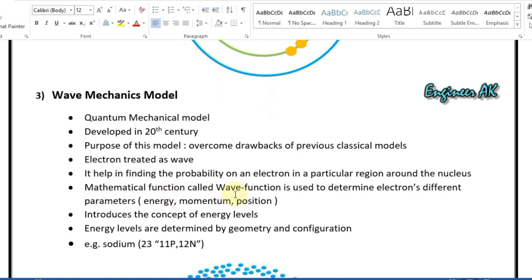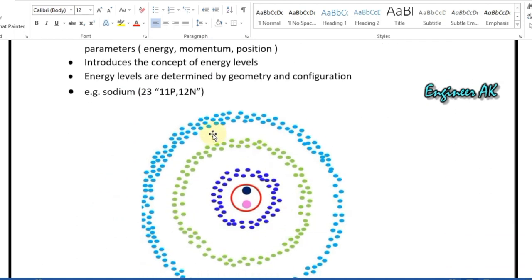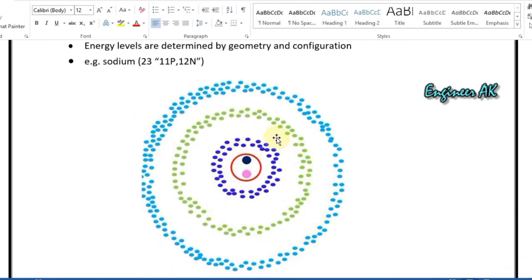And we use a mathematical function called the wave function to determine different parameters of that electron, and these parameters include energy, momentum, and position of the electron. It also introduces the concept of energy levels, and we know that energy levels are determined by either geometry or configuration, or both. For this I am taking the same example. This is what the wave mechanical model looks like. There is a cloud of electrons, and this is the nucleus. So this is the wave mechanical model.